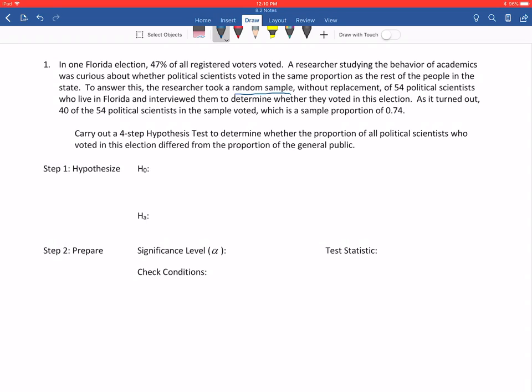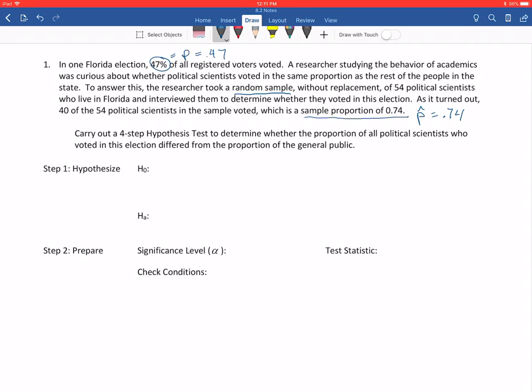As it turned out, 40 of the 54 political scientists in this sample voted, which is a sample proportion of 0.74. So I'm going to label a few things here. One important thing to note here is that this is the sample proportion, so this is our p hat. What actually happened in the sample was 0.74. This right here is our p. What's happening overall.